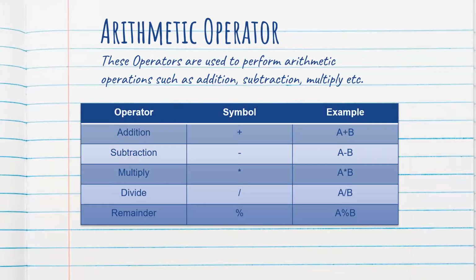Multiplication is used to find the product. The symbol for multiplication operator is asterisk. Similarly, division is used to determine the quotient, and its symbol is slash. And remainder operator is used to calculate the remainder instead of quotient.